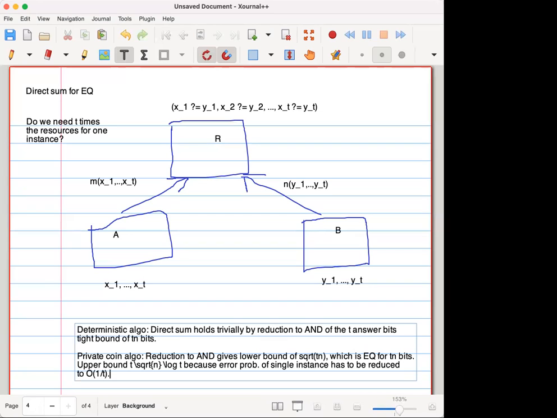So now a single instance will take square root and log t bits, and then you do t instances, so t square root and log t. So that's what the upper bound looks like. But the lower bound is only square root t.